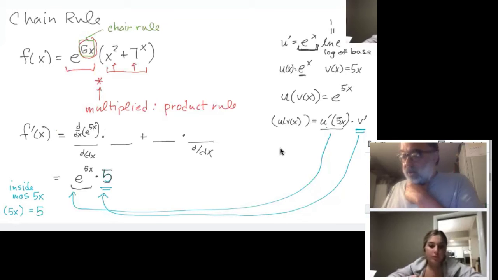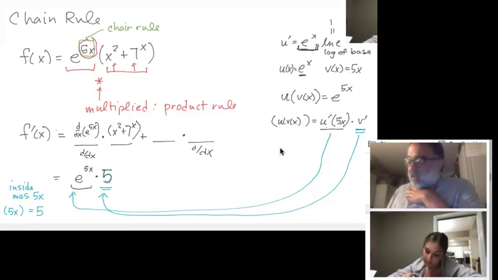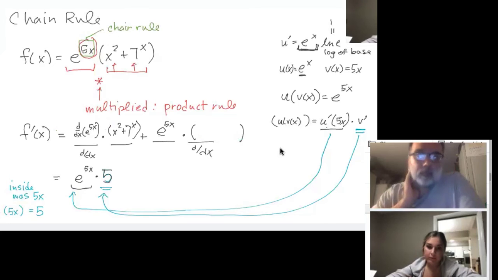So the product rule is the derivative of the one part times the other part. So it would be times what's in the parentheses. Exactly. And then the first part times the derivative of the second part. So then you have to take the derivative in the parentheses. So what's the derivative of x squared? So wouldn't it be 2x?